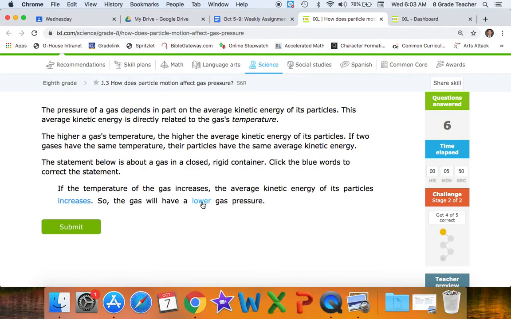The statement below is about a gas in a closed, rigid container. Click the blue words to correct the statement. If the temperature of the gas increases, the average kinetic energy of its particles increases. So the gas will have a higher gas pressure.